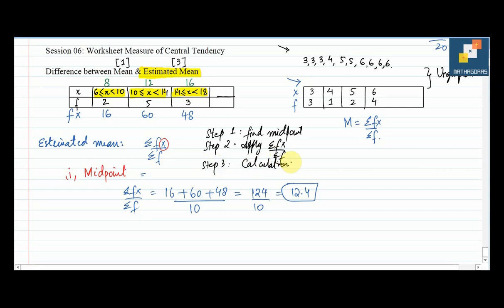Alright, so I hope that it makes sense and it should be clear to you. So note down the concept of estimated mean in your note copy, and you have a time of 90 seconds to note down the lecture in your lecture copy. So start.